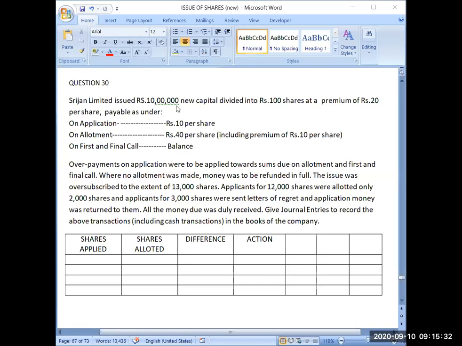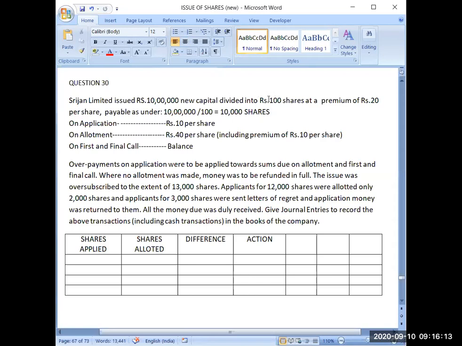It is clearly said that you are issuing capital of rupees 10 lakh. The face value is 100. So the number of shares issued will be 10 lakh divided by 100. That means I have issued 10,000 shares. Yes, this point is clear to each and everyone. Now I hope no confusion. You will always calculate the number of shares only as per the face value. Premium is not to be counted there.